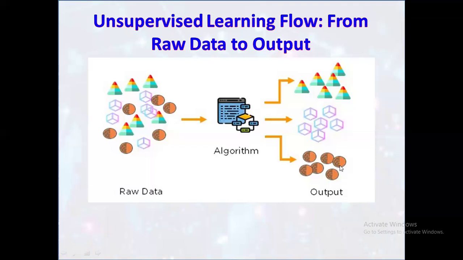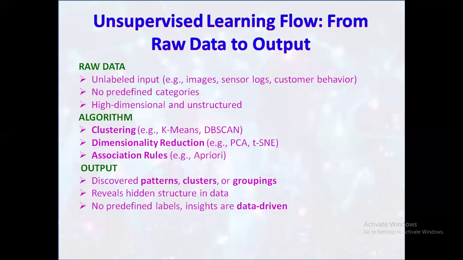And what do we get as output? The final output of an unsupervised learning algorithm is typically a set of discovered patterns, groupings, or clusters that reveal underlying structures in the data. Unlike supervised learning, there are no correct answers provided in advance. Instead, the insights generated are entirely data driven, helping to uncover trends, segment populations, or reduce data complexity for further analysis. So this is what I have said: the raw data, the algorithm, and the output. Next, the types of unsupervised learning.